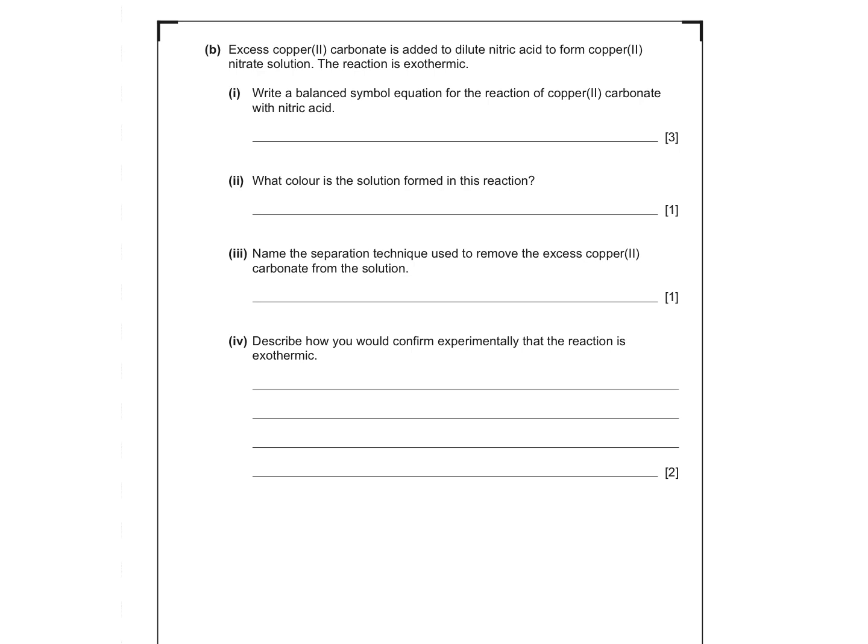Part B. Balance the symbol equation for copper 2 carbonate. Well, copper 2 carbonate is CuCO3. The 2 tells us the copper has a valency of 2. And carbonate, which is CO3 2-, this tells us the valency. The 3 is not the valency. They both have a valency of 2, so it's just CuCO3. Nitric acid is HNO3.